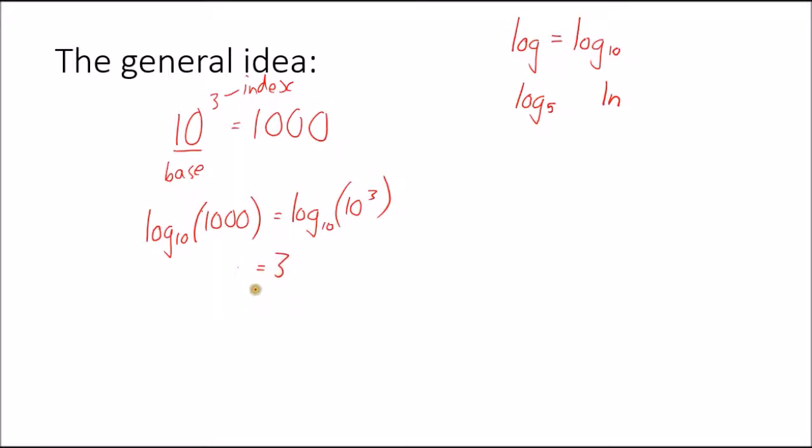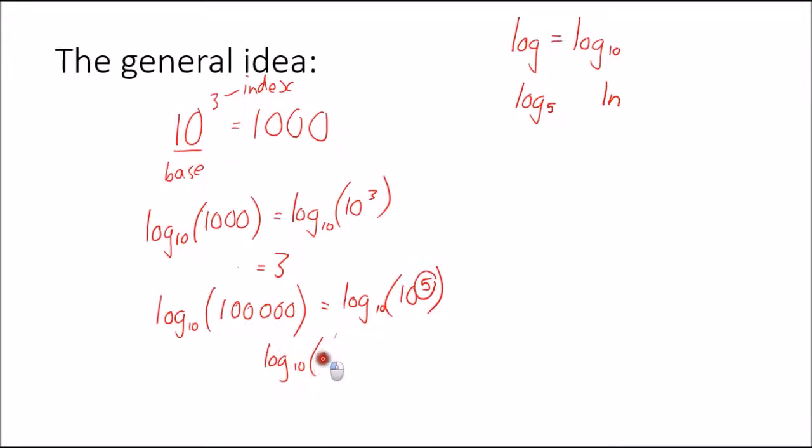Now, you can do this with pretty much anything. So we're going to do log base 10 of 100,000, say. Again, we're just asking how many powers of 10 are required to give this answer here. Now, you should be able to figure out from what we've done before that 100,000 is 10 to the power of 5. So the exponent that we're dealing with is 5. So log base 10 of 100,000 equals 5.